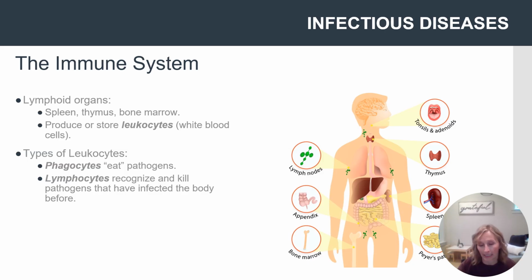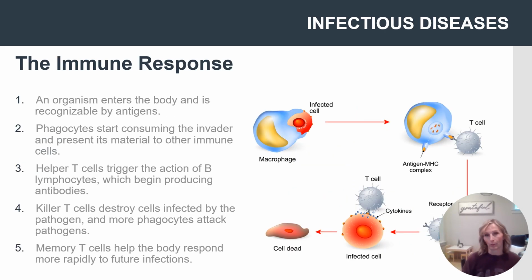The immune system has many areas that help combat these diseases. Lymphoid organs, such as the spleen, thymus, and bone marrow, produce and store leukocytes, which are the white blood cells. I think of them as the powerhouse, the soldiers of our immune system. One type of leukocyte is called phagocytes. They eat pathogens, so I think of them like Pac-Man, like the old video game, just eating them up and helping the body to be rid of them. Lymphocytes also recognize and kill pathogens that have infected the body before. So in general, the body does a great job of fighting off these issues because of the immune response.